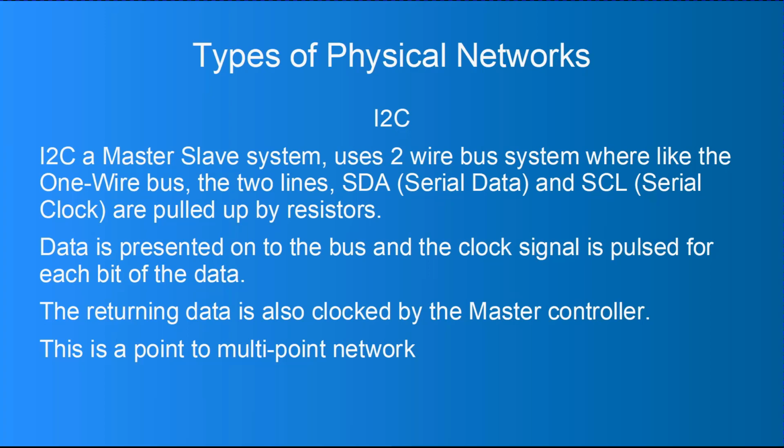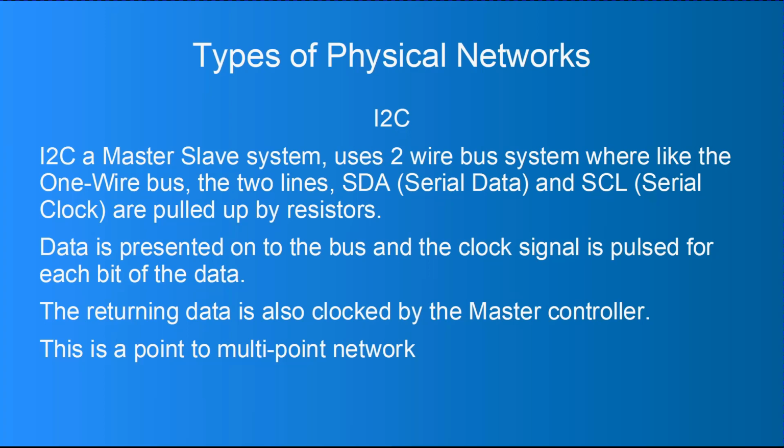Now, like the one-wire bus, we use pull-up resistors. The pull-up resistors do 2 things. One, they help eliminate reflected signals, and two, they allow the slave or the master to send data by pulling the line down or shorting it down against the resistors. Data is presented onto the bus, and then the clock signal is pulsed for each bit of the data. Returning data is also clocked by the master, not the slave.